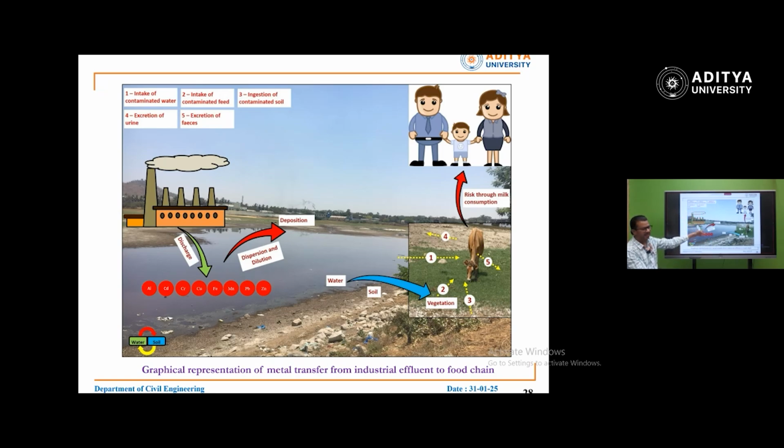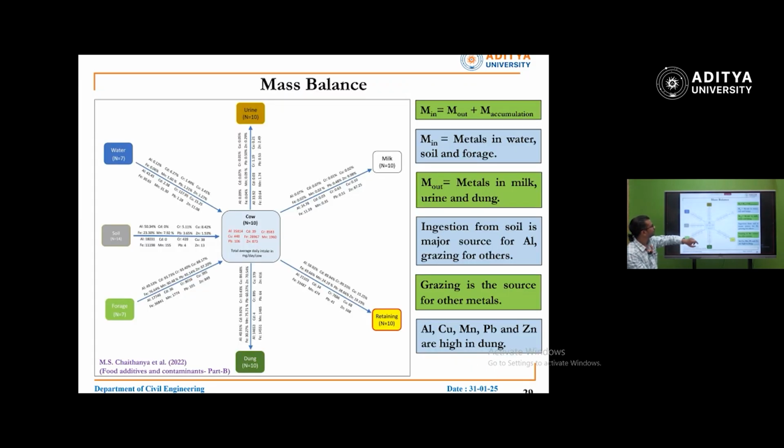That means this is a secondary contamination that we are going to discuss later. And this is relatively a new thing which we have done in our study, that is mass balance. Mass balance is the amount of metal that is getting into the cattle and how much is leaving the cattle.